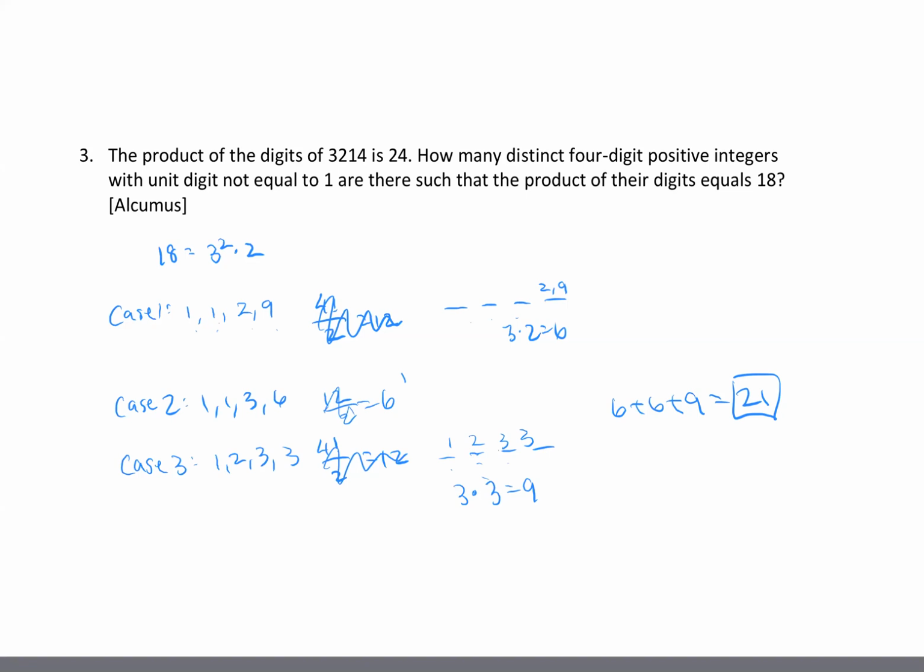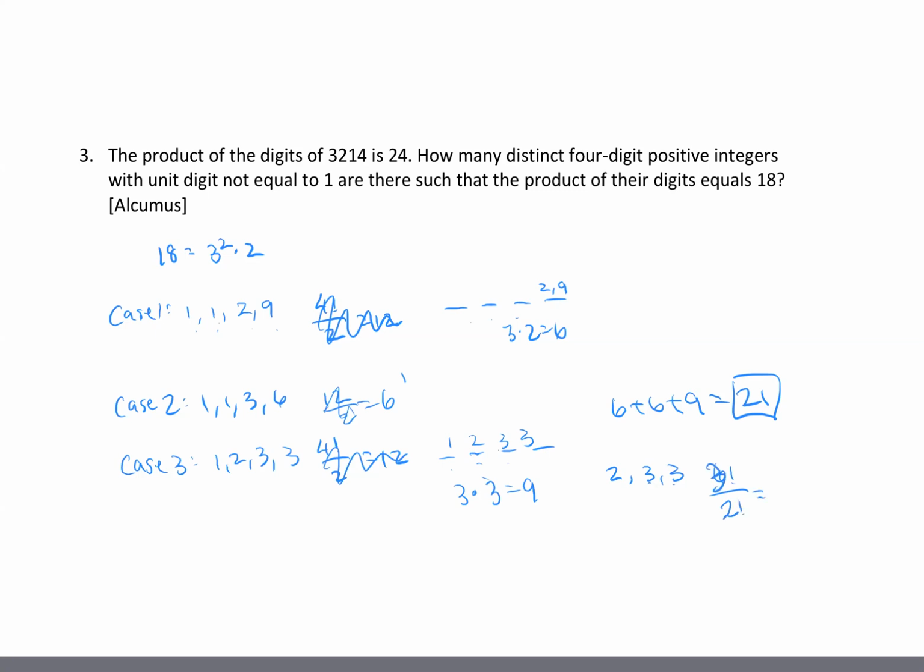Oh, okay, so I didn't forget the units digit could equal 2. So when we look at this, we have 2, 3, and 3, right? We can order this in a total of 6 ways, but then the 3s are the same number, so we have to divide by 2 factorial.